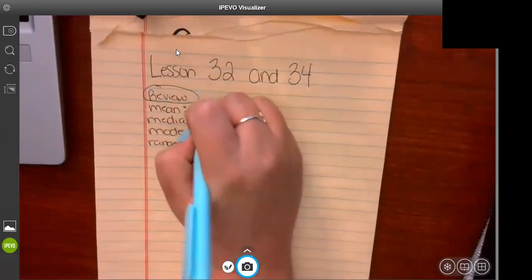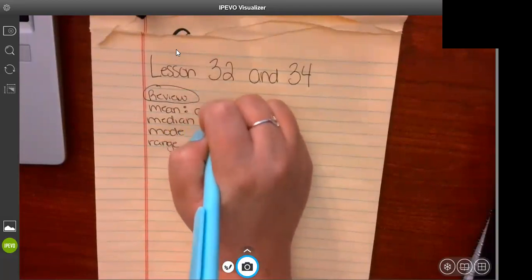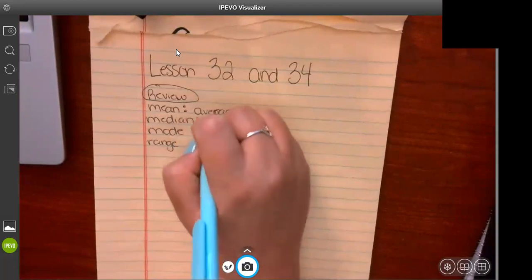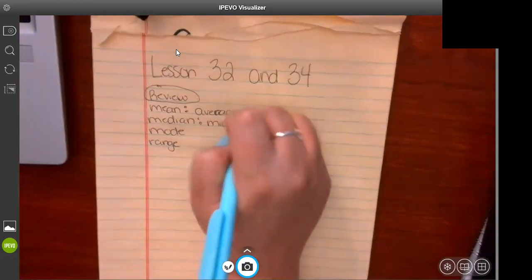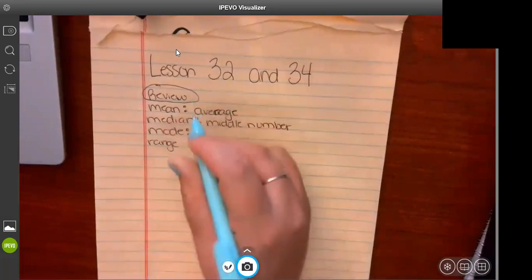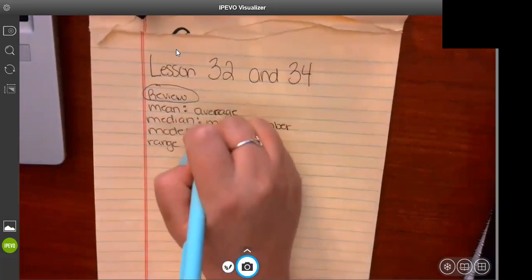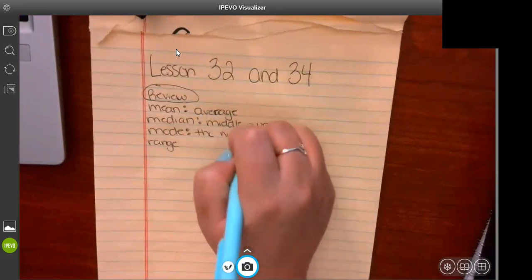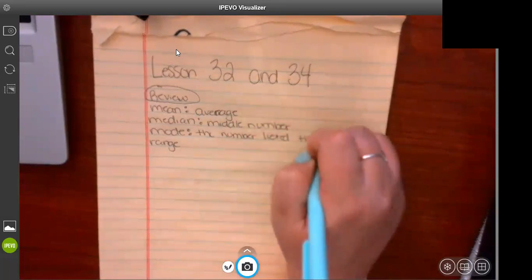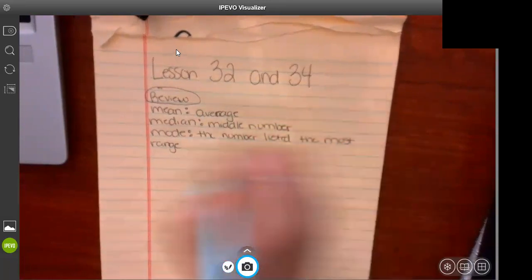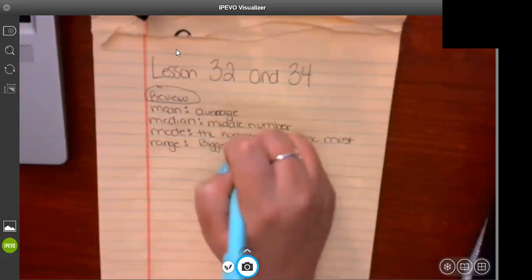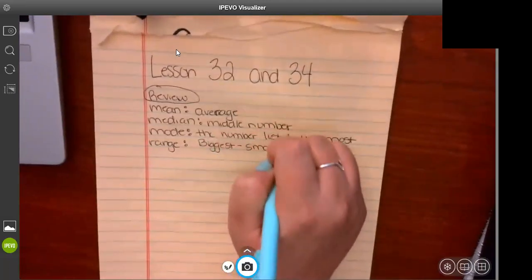Your mean is your average. Your median is your middle number. Your mode is the number listed the most. And your range is the biggest number minus the smallest number.